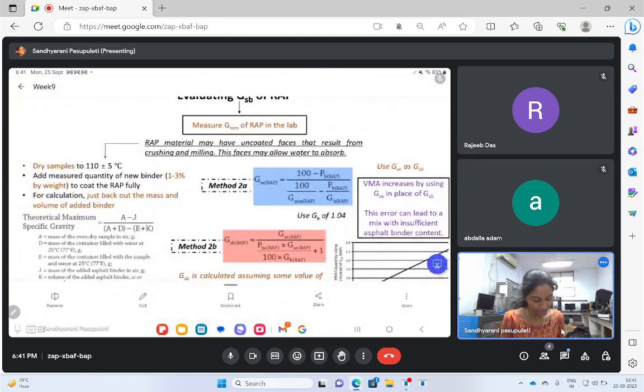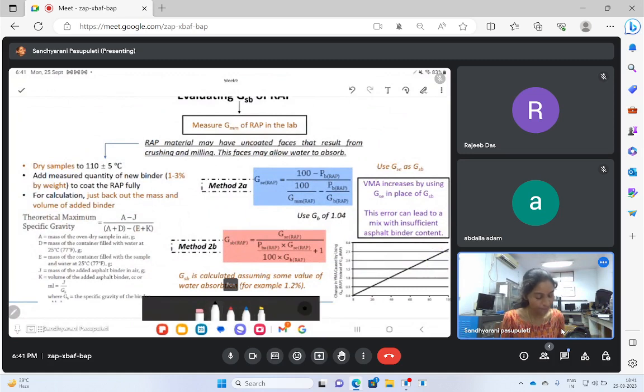In the previous cases, when we were calculating the GSE, we saw that we need the value of GMM. But the calculation of GMM is not direct here, because with virgin aggregates, we usually coat the virgin aggregates and then use those coated loose aggregates to calculate the theoretical specific gravity.